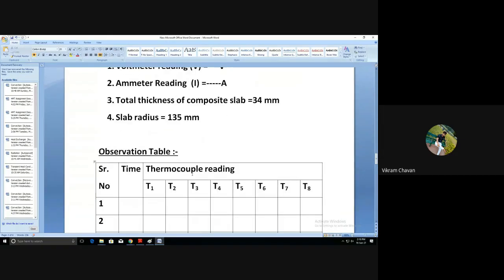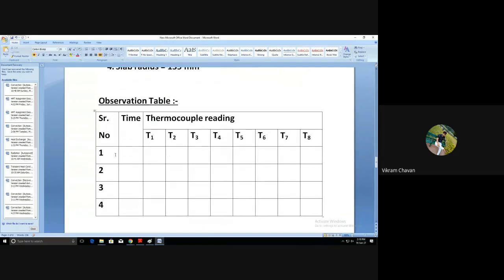For the observations, you require an observation table. The observation table consists of a serial number and time. When you start the reading, that will be considered as 0 minute or 0 time, and then after each 5 minutes or each 10 minutes you have to take the readings. We have to take the readings for 8 thermocouples: T1, T2, T3, T4, T5, T6, T7, T8.